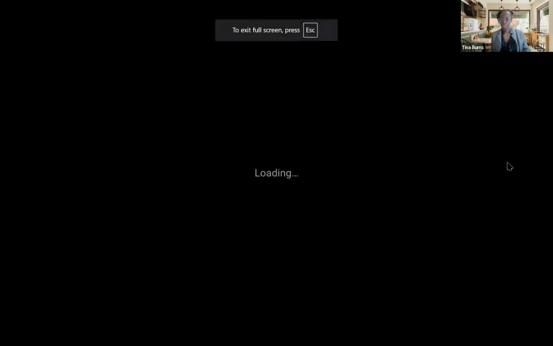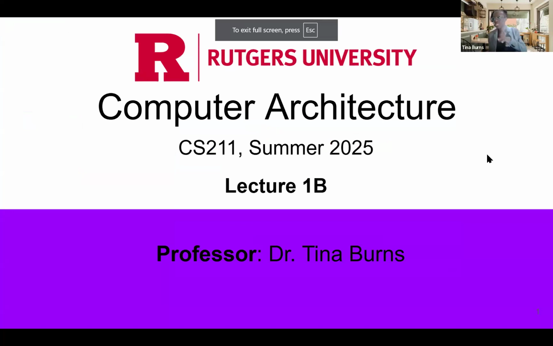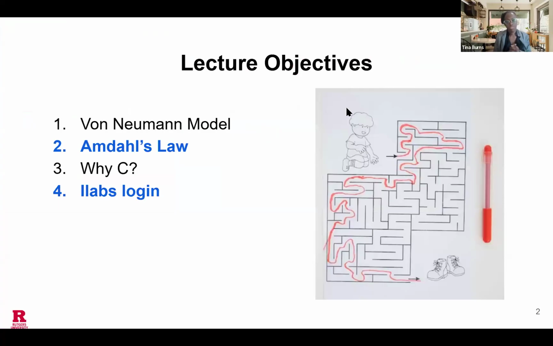All right, so this is lecture 2B. And what I'm going to do is pick up where we left off before. We're still in the basics of computer architecture overall, the hardware interface, and how that is impacted by our software, etc. Today we're going to go over the von Neumann model, Amdahl's law, why we use C, and I'm also going to show you how to log into ilabs.